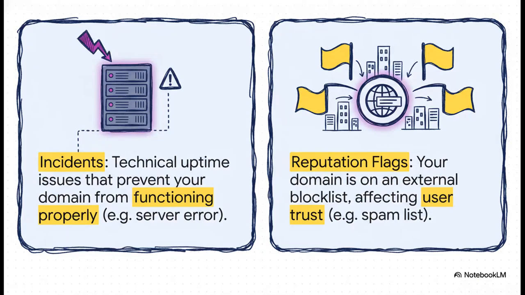So the dashboard basically splits problems into two main buckets. On one side, you've got incidents. These are your technical, operational issues, right? Like your server's just down. On the other side, you have reputation flags. This happens when some external service, like a spam checker, decides to put your domain on their naughty list. So one's an internal problem, the other is an external perception issue, but both are absolutely critical to your success.